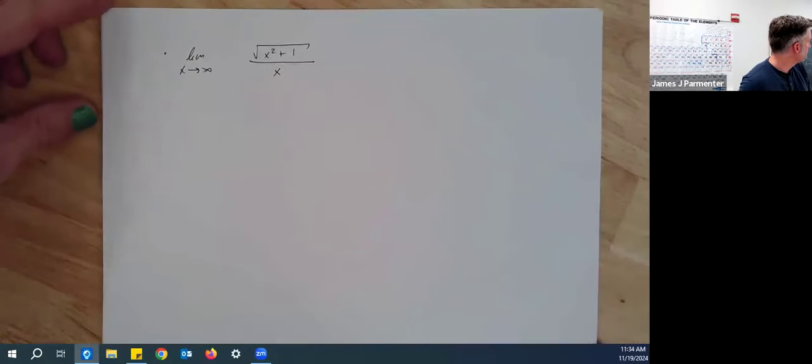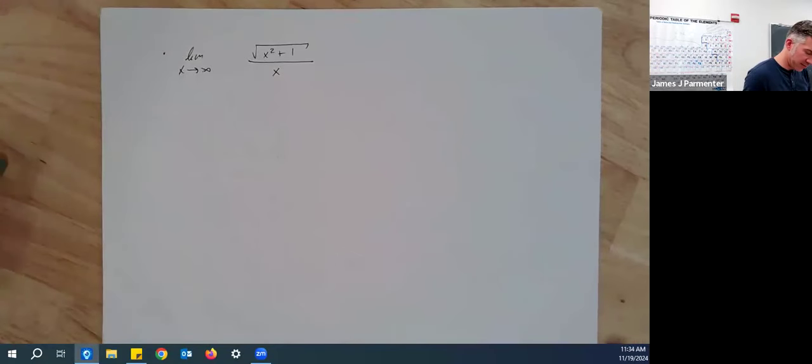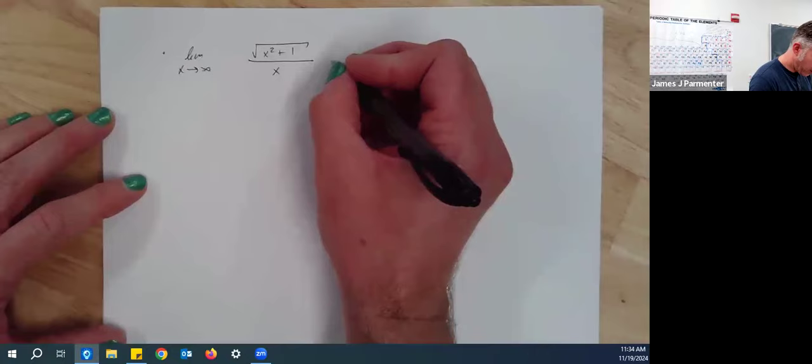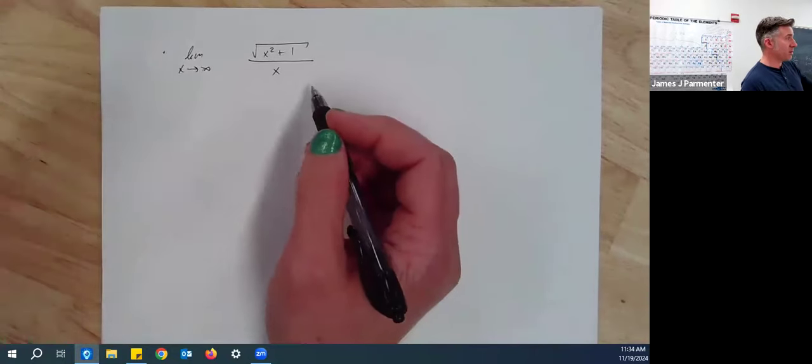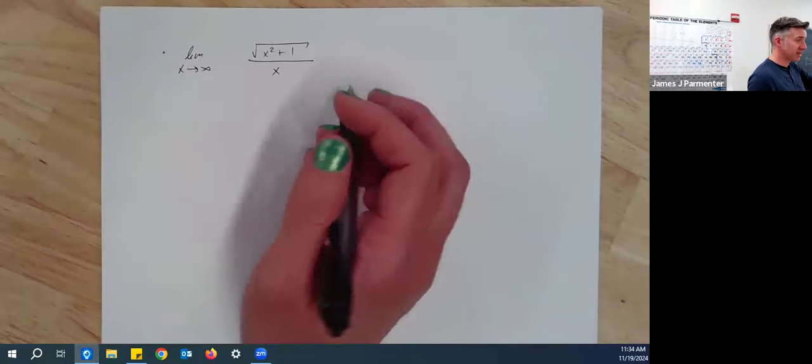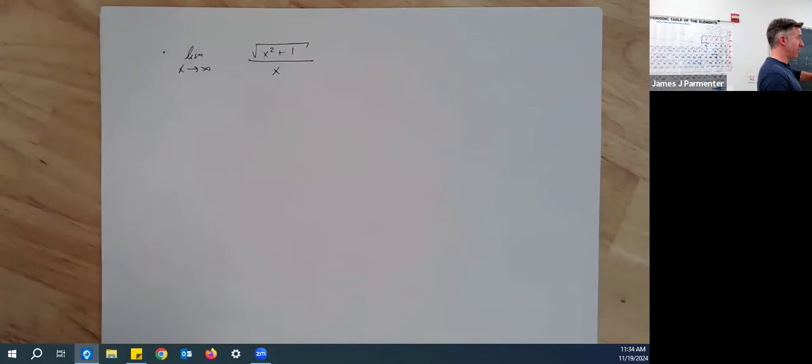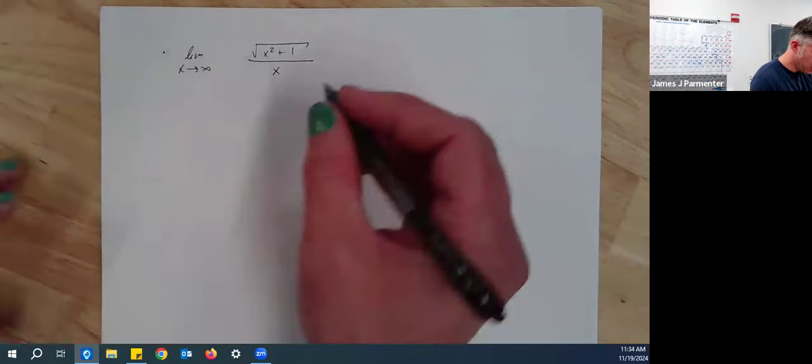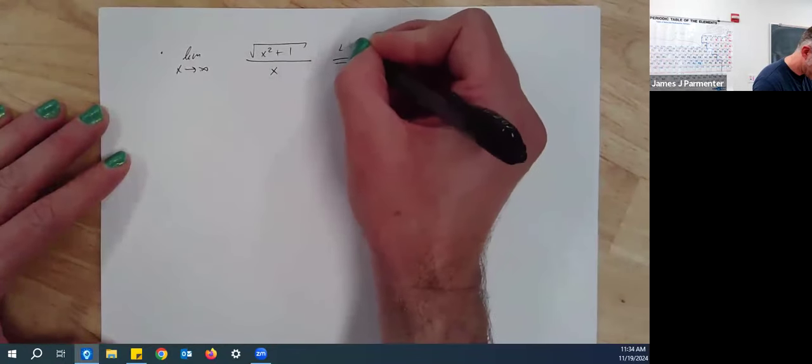So if we try using L'Hopital's rule, and I'll point out we can use L'Hopital's rule here because it is an infinity over infinity type of limit, right? The top's going to infinity, the bottom's going to infinity. So if we use L'Hopital's rule, look what happens.